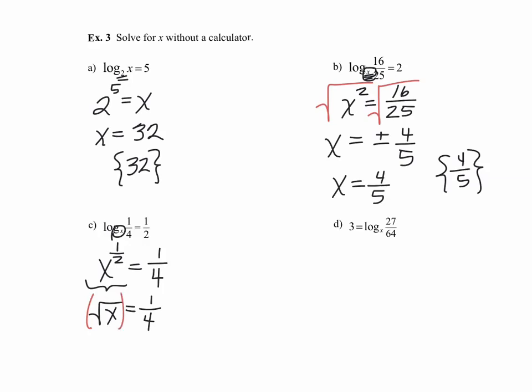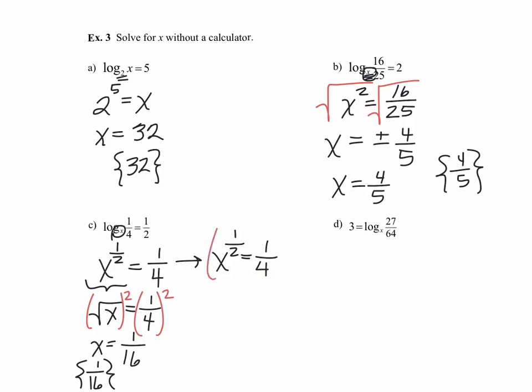And to undo this square root, we would square both sides. So therefore, x is equal to 1/16. So that's one option to get our value here. Let me show you another option. X to the 1/2 is equal to 1/4 if we were at this step here. We could also raise both sides of this equation to the reciprocal power. And I'm looking at the reciprocal here of 1/2.